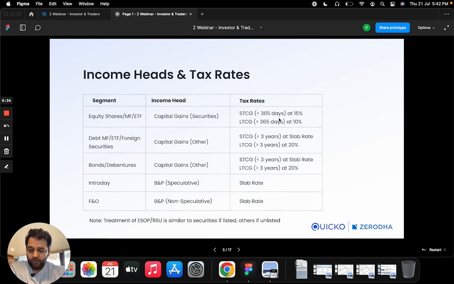We have a lot of youngsters who use our platform. And a lot of you also may have ESOPs or RSUs. You may be working for a startup here in India, or you may have worked at a foreign business or an Indian business that may have issued you RSUs. So in that case, the treatment is very similar to securities if listed, right? What does that mean? If the company that you own ESOPs or RSUs for is a listed company, then you are essentially selling those on the exchanges, right? And security transaction tax is paid.